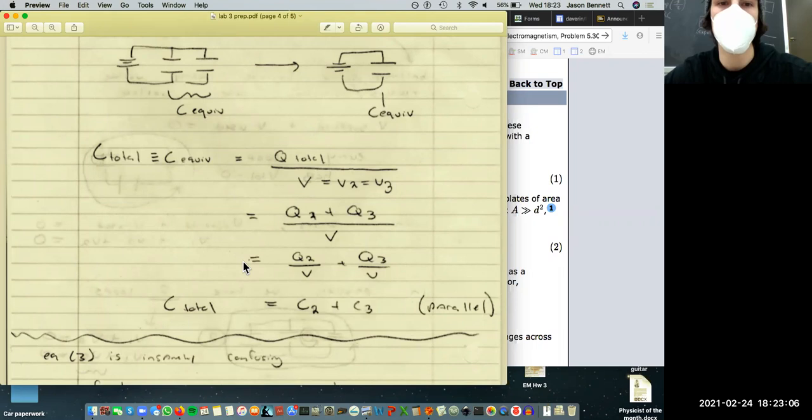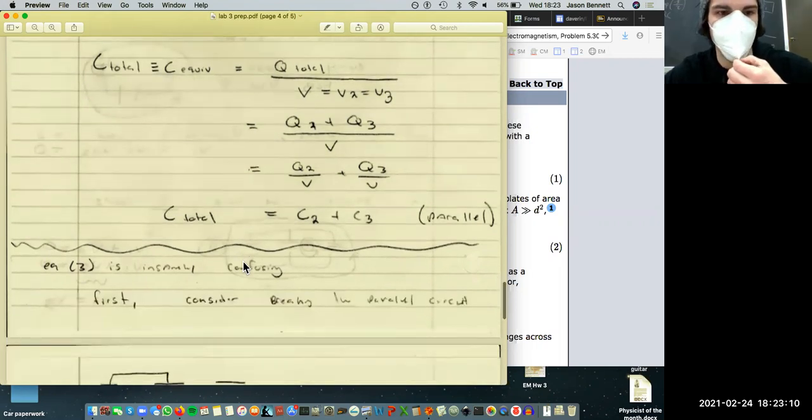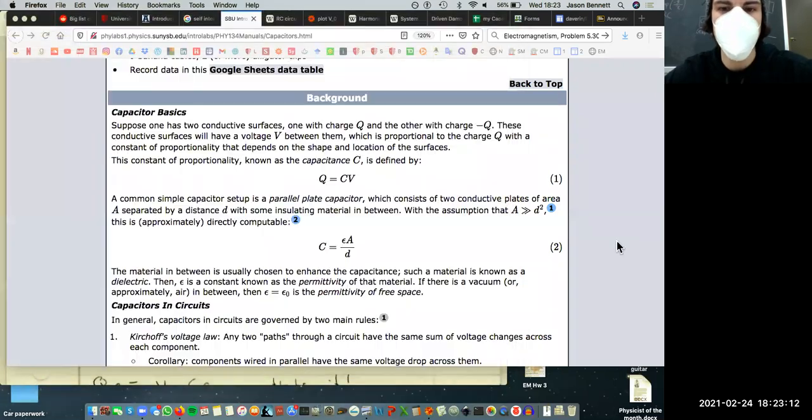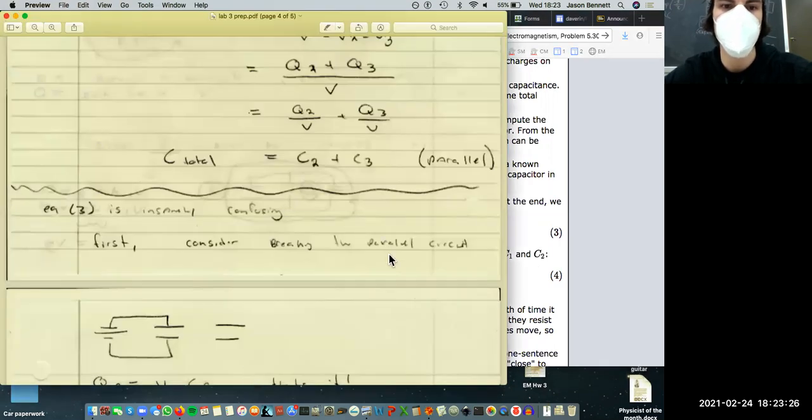It's actually a bit more complicated for series, and that'll be one of the discussion questions. So equation 3 is insanely confusing, so I hope this helps you. I think the notation here is really hard to understand. We just derived 4, but 3 is a little hard to understand.